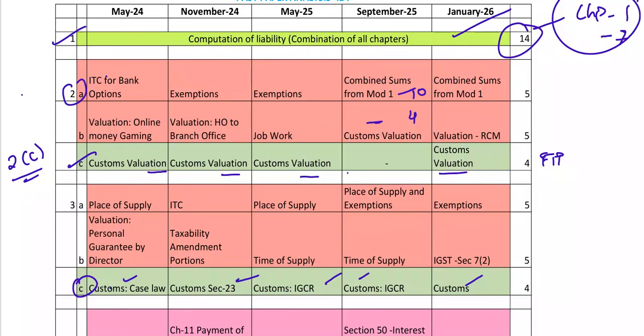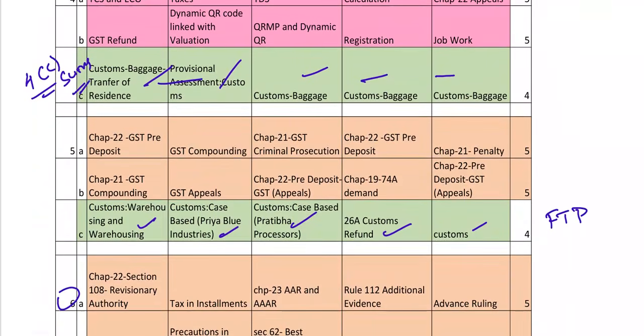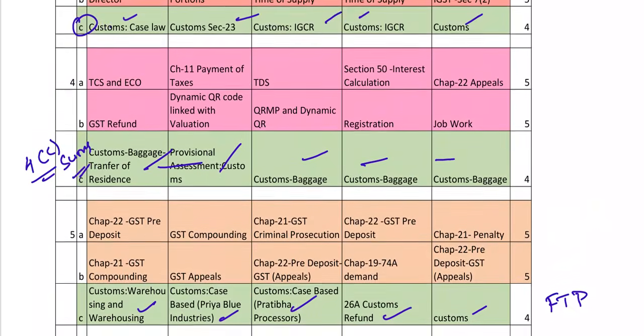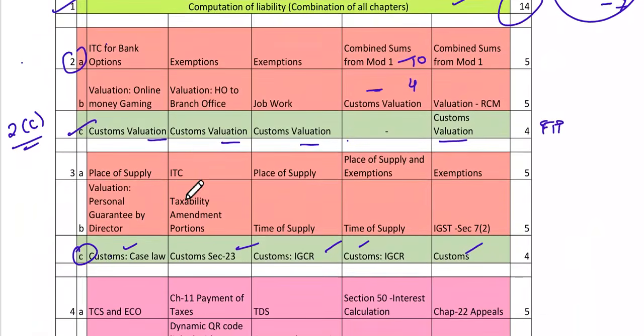So here the customs part is done. If you are doing the customs properly, anyway you have to write 4 questions in customs, so 4 4s or 16 marks will be done if you are good at customs. Slowly entering into your GST part.